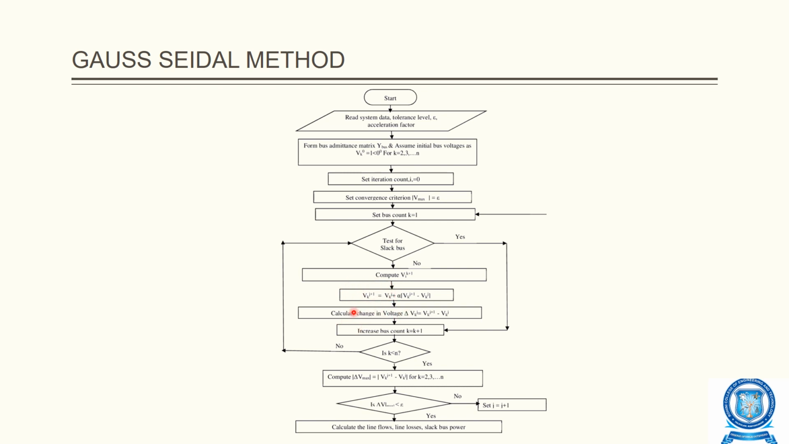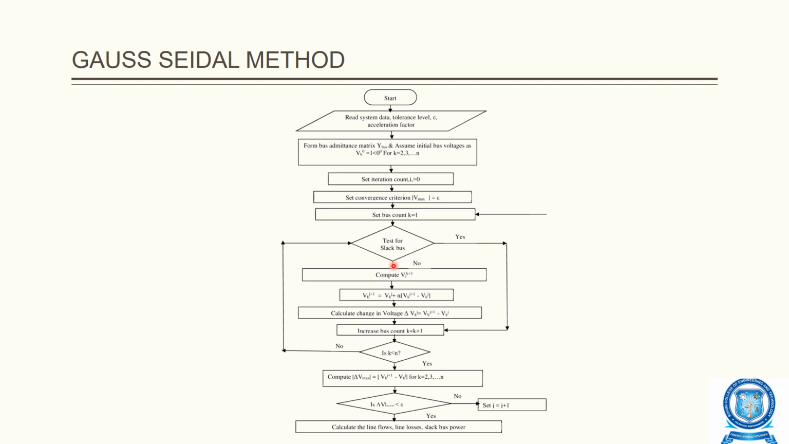Now you are supposed to calculate the change in voltage, that is del V, by subtracting these two values. Del Vk j is equal to Vk j plus 1, that is the previous step, minus the voltage you attained in the step before. So now increment the count k equal to k plus 1. K is nothing but the bus count, right? So you have chosen the first bus. Now you need to increase the count of bus by 1.